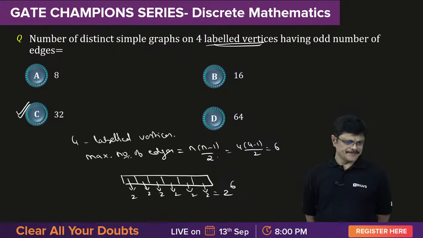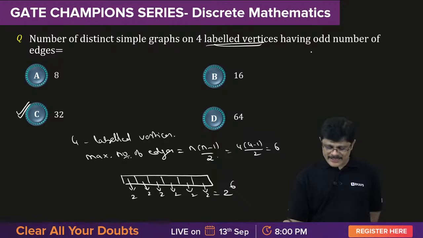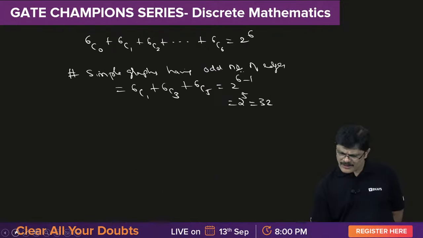Hope you understand. Yeah, it's not an odd number of vertices, sir, it is an odd number of edges. Did I write vertices or what? Edges, no?